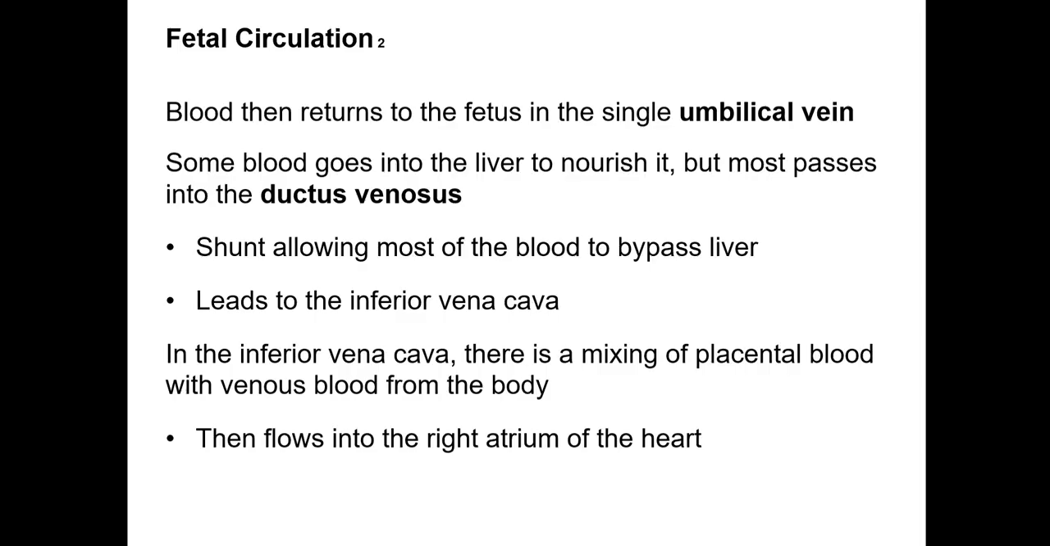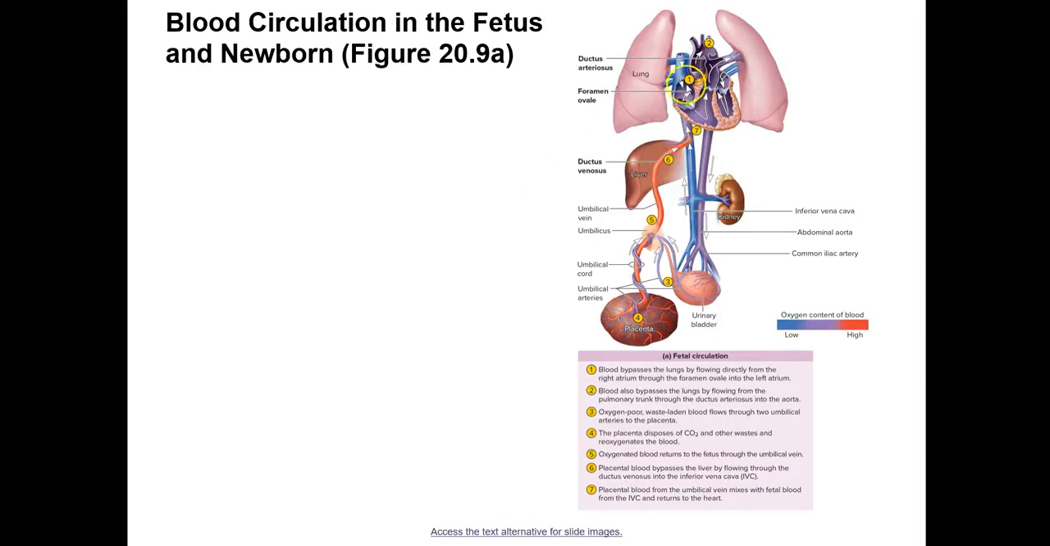It basically enters the inferior vena cava, where a mixing of placental blood with venous blood from the body takes place, and it can then flow into the right atrium of the heart. Once that blood enters the right atrium, much of it will be shunted straight over into the left atrium through the foramen ovale. The reason is that this blood does not need to be sent to the lungs because it is already oxygenated. So we can bypass the lungs by traveling through the foramen ovale into the left atrium, down to the left ventricle, and then be pumped out to the body to deliver the oxygen and nutrients that are already present.